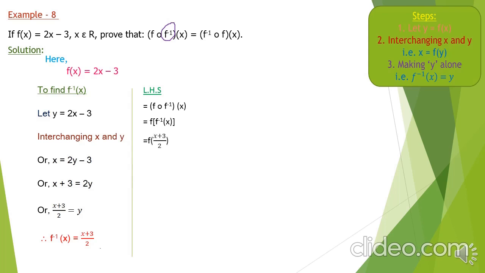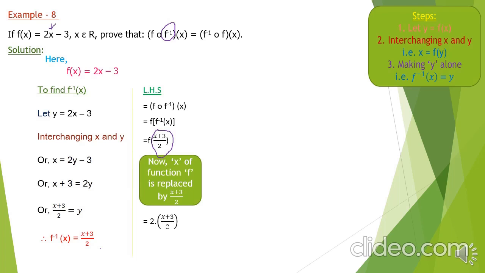So now the output of f inverse is the input for f. This value will replace the x in f of x, and now x of function f will be replaced by (x plus 3) by 2. Now this 2 will be replaced by (x plus 3) by 2. You can see 2 bracket (x plus 3) by 2. 2 and 2 will be cancelled. x plus 3 minus 3, 3 minus 3 is x. So it is the identity function. We found that it is the identity function.